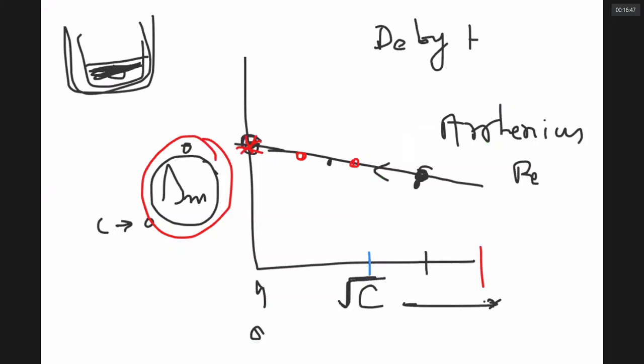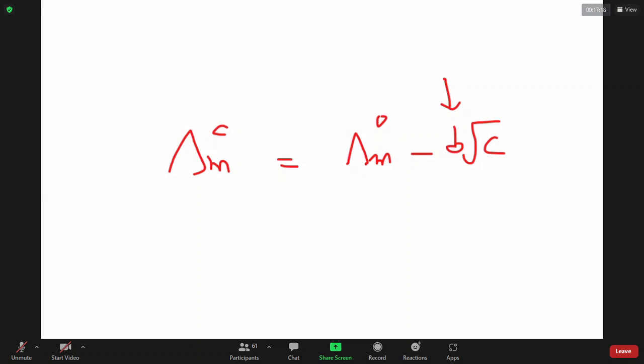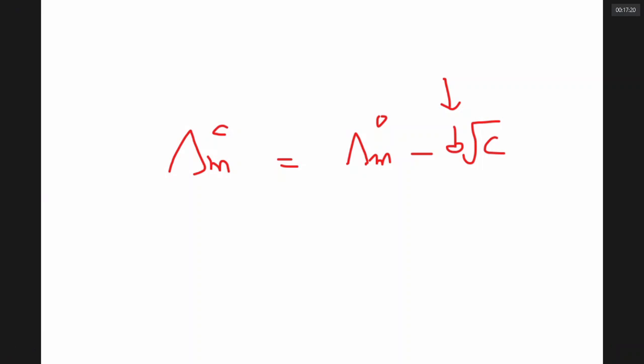Then Arrhenius made a relationship that the molar conductance at concentration C is equal to molar conductance at infinite dilution minus what, sir? B root C. What is B, sir? B is a constant. So this graph is looking like y is equal to minus mx plus c.